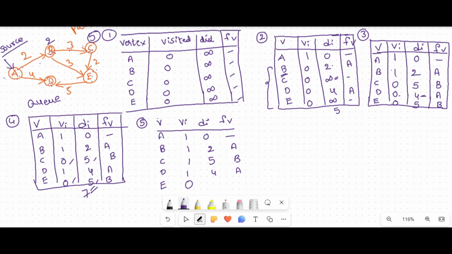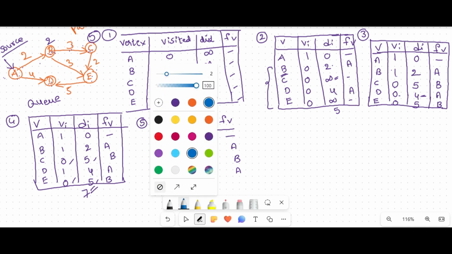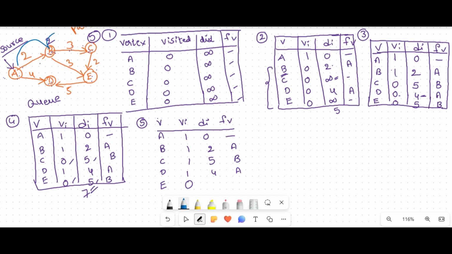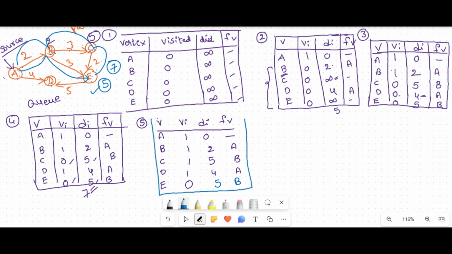What does it mean here? Which means A to B, B to C, and then C to E, the distance is 2 from source vertex: 2 plus 3 plus 2, 7 units. Next, from A to B, directly B to E you can go, which is 5 units. Which one will we prefer? Which is the shortest distance only. That's why here we will not update 5, B; we will write as it is. Okay, next.